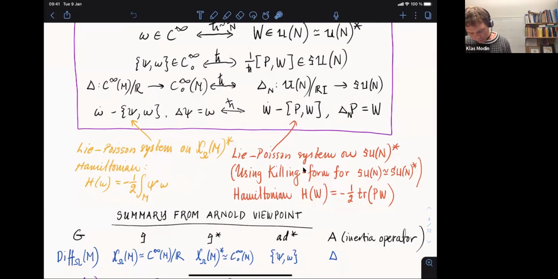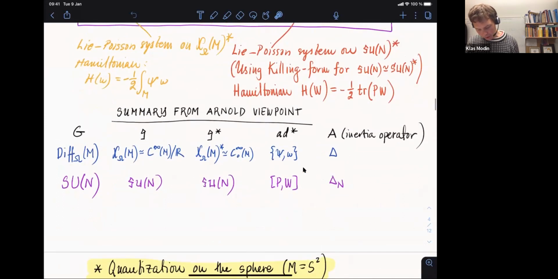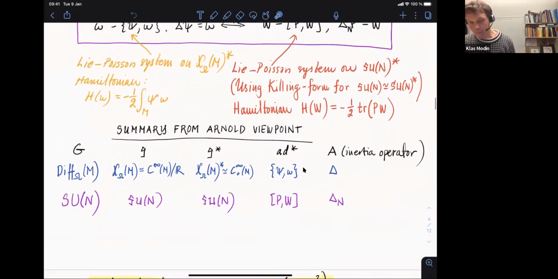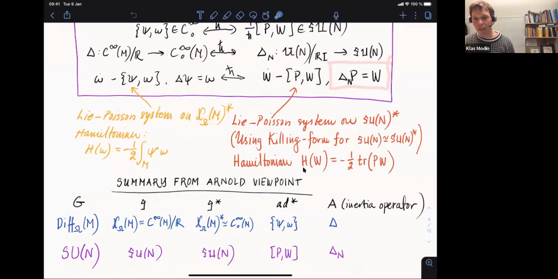Whenever I take the trace of something, you should think of this really as an L2 inner product, which corresponds to the integral. Okay. So delta sub n of p equals w. What's delta sub n? That I want to explain to you. I haven't said yet.